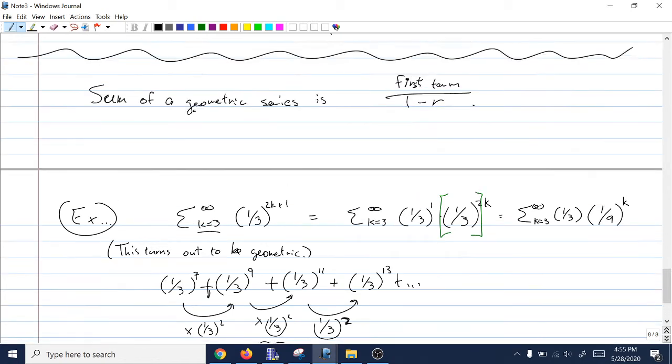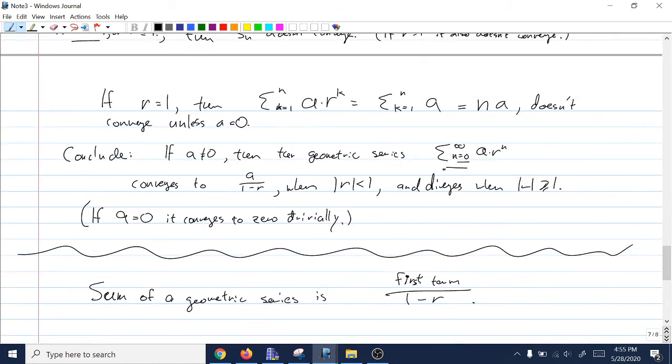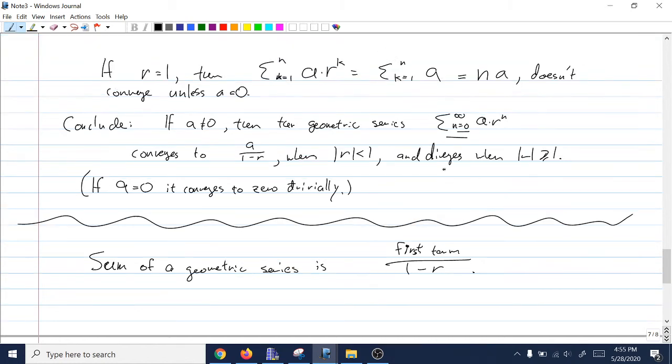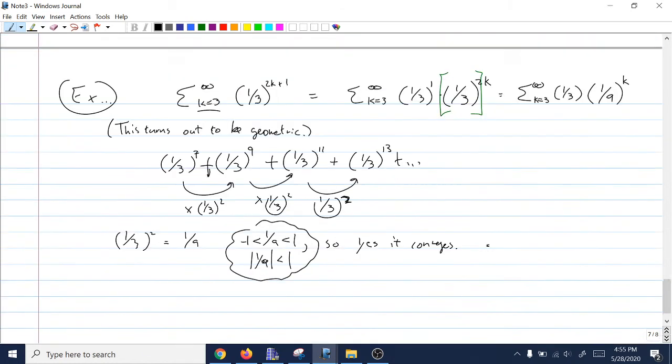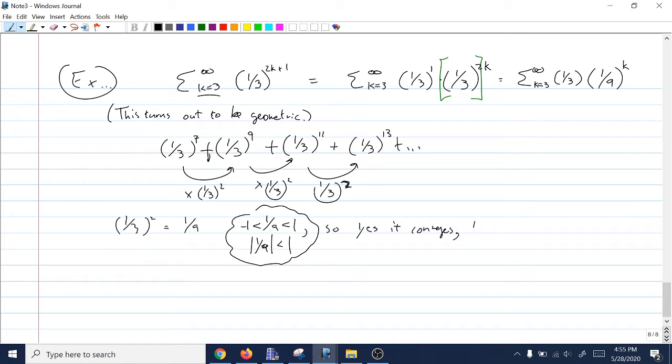This thing doesn't start with k equals 0. To make this formula work, you have to re-index it so that k is 0. That's a hassle. I recommend remembering first term over 1 minus r. It converges to, what's the first term of the series? The first term of the series is 1/3 to the 7. I'm staring at the series and plugging k equals 3 into it. Over 1 minus the ratio, which is 1/9. What's 1 over 3 to the 7? I guess I don't care what 3 to the 7 is. Times 1 over 1 minus a ninth, which is 8/9. That's 9 over 8, times 1 over 3 to the 7.